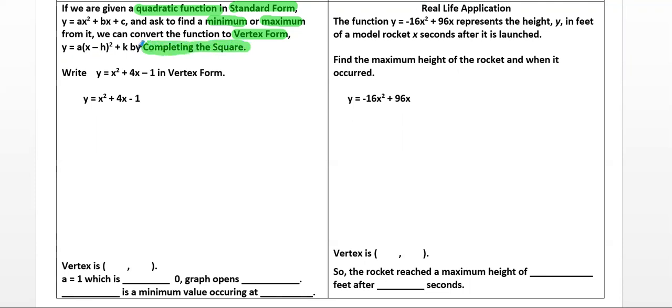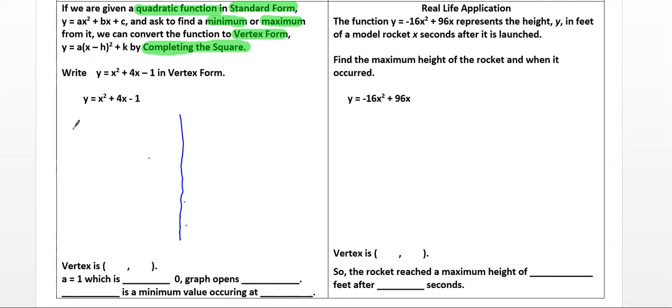All right, let's actually do this. Write y is equal to x squared plus 4x minus 1 in vertex form. We're going to do that by completing the square. And I think you're all probably getting good enough now that I can skip a couple steps. So maybe I can show you two realities. Here's reality. We'll make a little division line here.